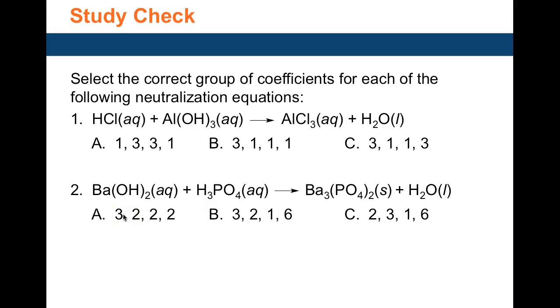Okay, so if you have 2 OHs and 3 H's. The common denominator is 6. So you need a 3 here. That'll give you 6 OHs. And then you need a 2 here. That'll give you 6 H's. So that'll give you 6 waters. So 3, 2, 1, and 6. So that would be B.